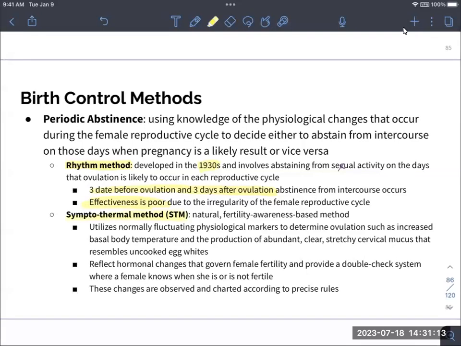Symptothermal method. This uses different physiological markers, like during ovulation, our basal body temperature goes up. There's clear, stretchy cervical mucus that gets expelled that looks more like uncooked egg whites. Let's ruin some foods. Looking at those different hormonal changes, you're using charts to help analyze all of this.